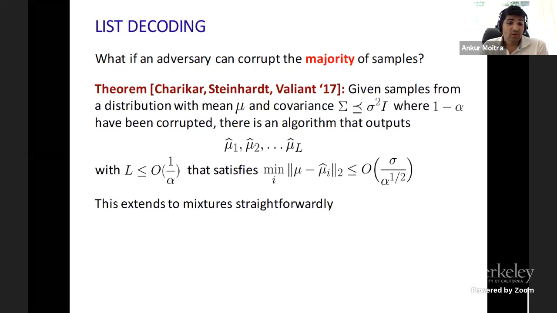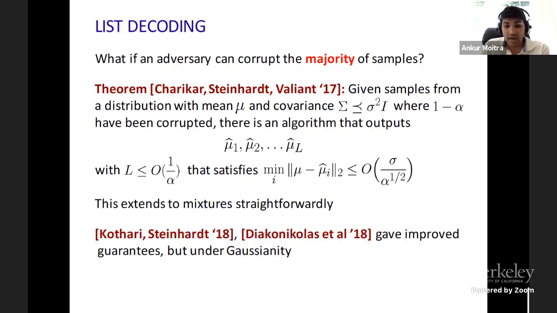So in this case, what Charikar, Steinhardt, and Valiant showed is that you can solve the problem in a list decoding sense. So you can output a small list of hypotheses with the promise that at least one element of the list really is provably close to the estimate through the unknown mean that you started off from. And there have been various improvements on these algorithms that get better improved guarantees, although under stronger conditions.